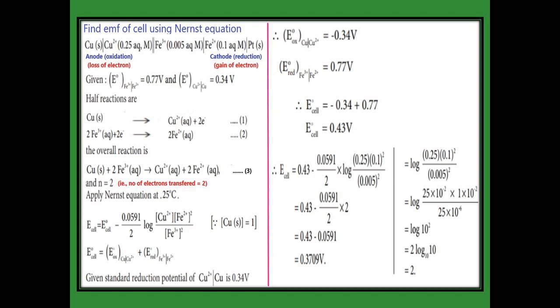Then applying the E naught cell value 0.43 there, and putting in the concentration values as well, we get the E cell value 0.3709 volt. The log value calculation is given on the right-hand side, you see the value there.